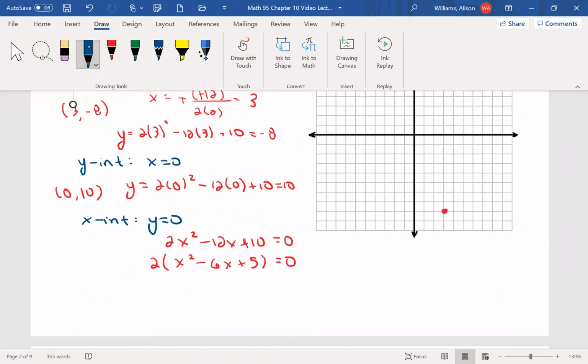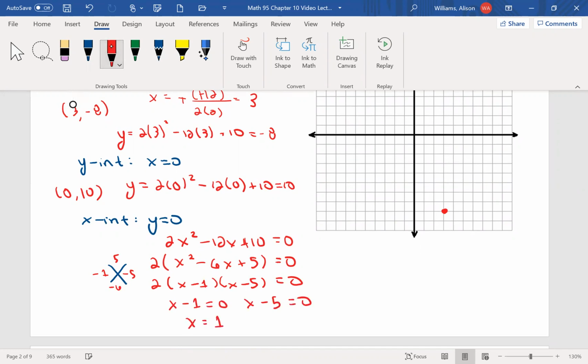All right, so let's factor this. So that's going to be 5 at the top, negative 6. So two numbers that multiply to be 5, but add to be negative 6 would be negative 1, negative 5. And I ignore the 2 when I'm doing this, because 2 can't be set equal to 0. So I am getting positive 1 and positive 5. So there's my ordered pairs. 1 for x, 0 for y, and 5, 0.